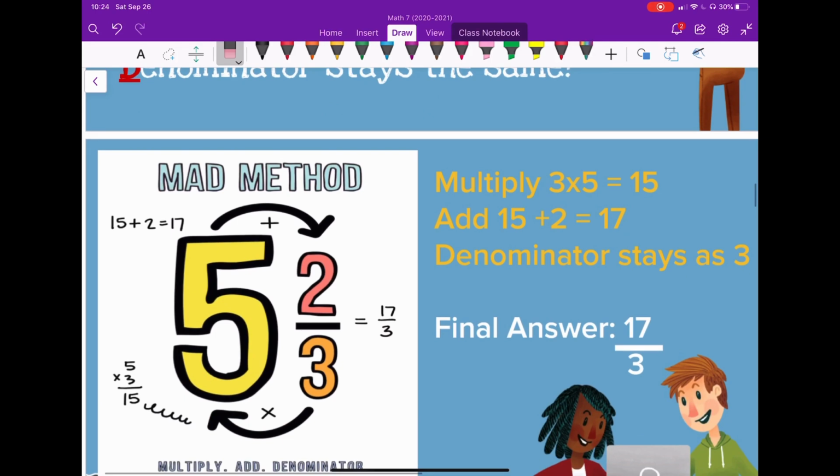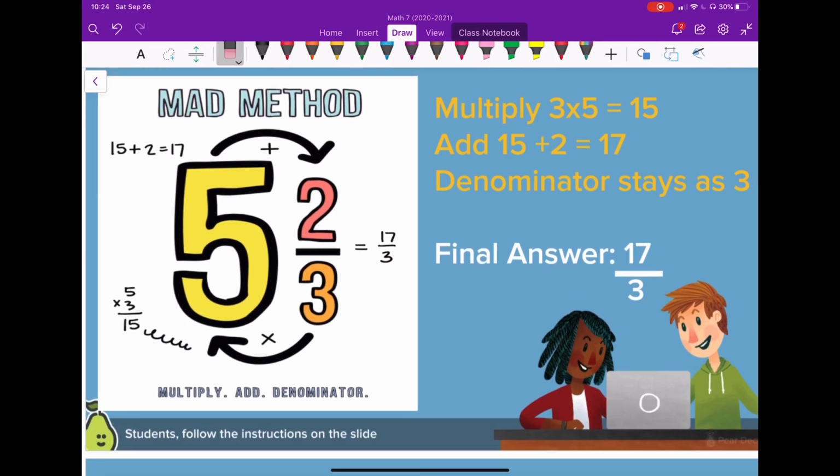Let's look at our first example. So in this example, we have the mixed number 5 2/3. Okay, first step is to multiply 3, the denominator, by 5, the whole number. So 3 times 5 is 15. Okay? And the next step is to take that 15 and add it to the numerator. So 15 plus 2 is equal to 17. Remember, the denominator stays the same. So if the denominator is 3 over here, then the denominator is going to be 3 in the new fraction.